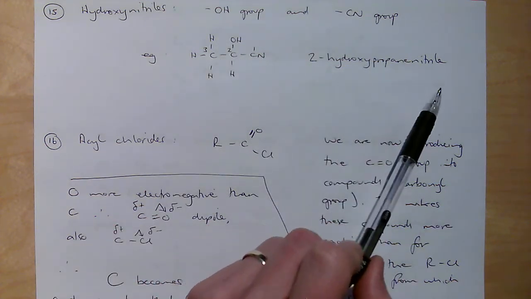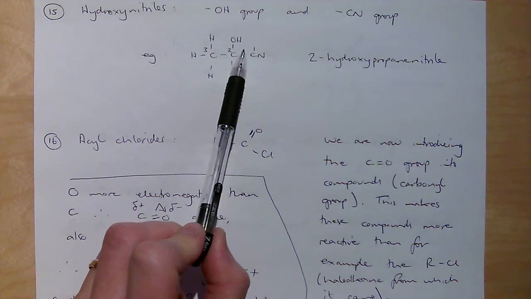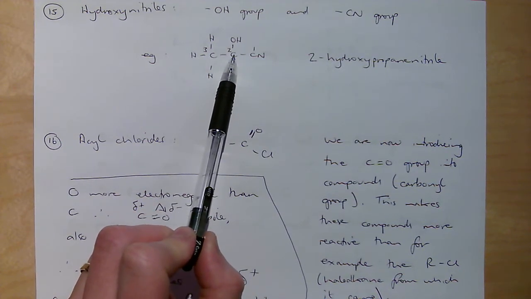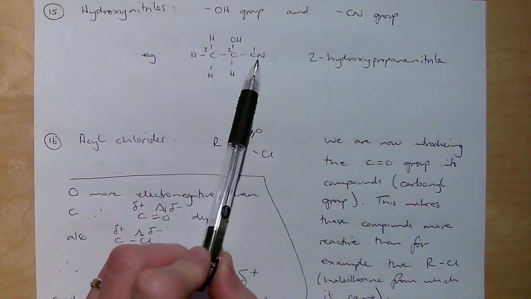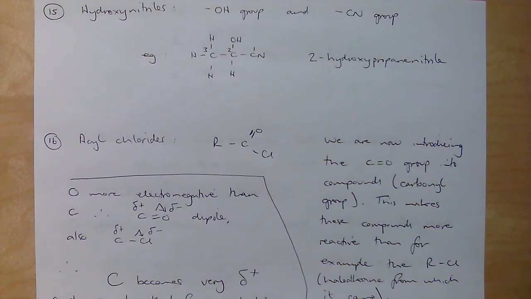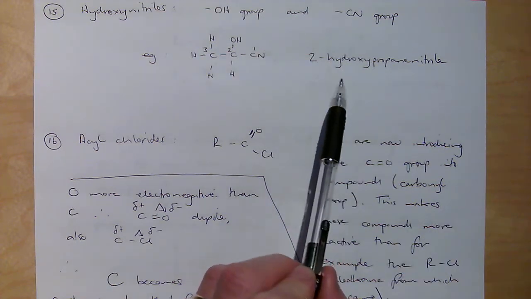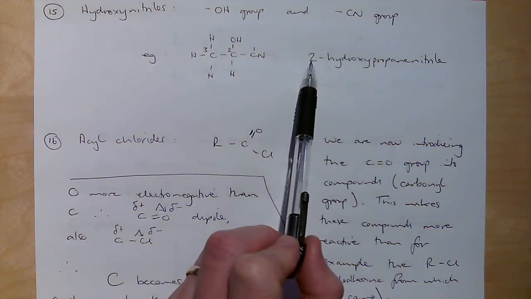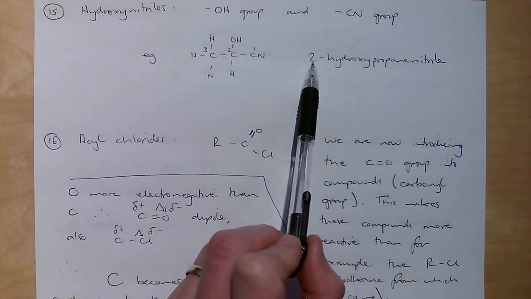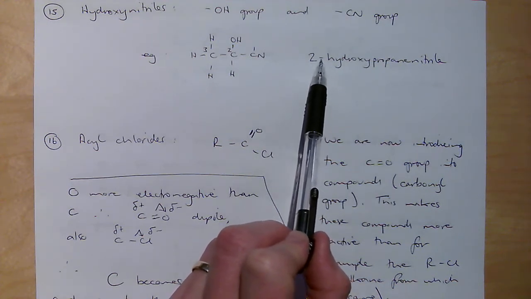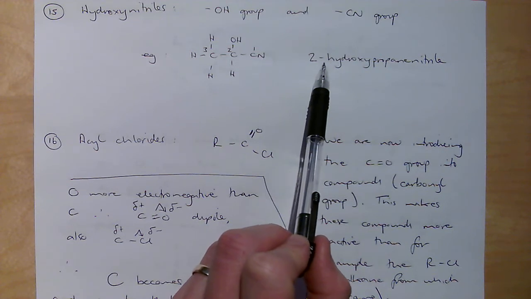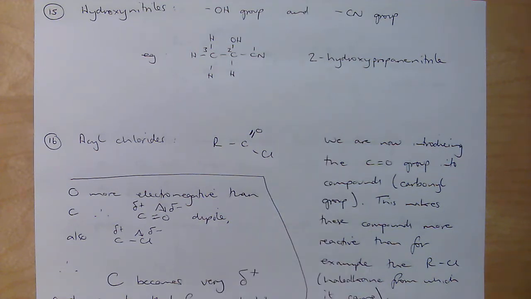2-hydroxypropanenitrile, with a hydroxy group coming off the second carbon. Also note, this is now very, very important: whenever we've got a number and a letter, you need to put a dash like that between the number and the letter.